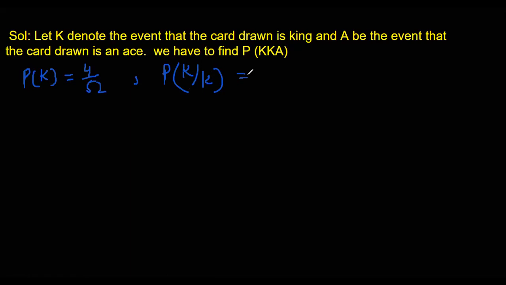Okay. That was 3 by 51. And then one more thing, P of the third card being an ace when the first two have come king. So I had four aces left, out of a total of 50 cards. Once two kings are drawn out of 52 cards, obviously I have 50 cards left, and four aces are still there. Just remove two kings, right? That's why it is this.